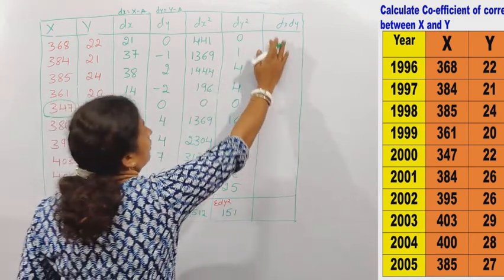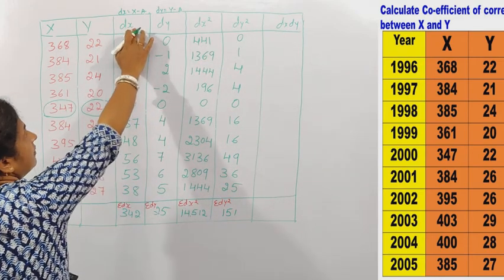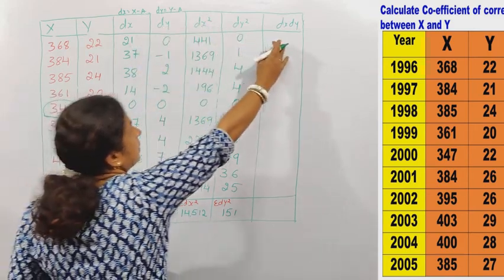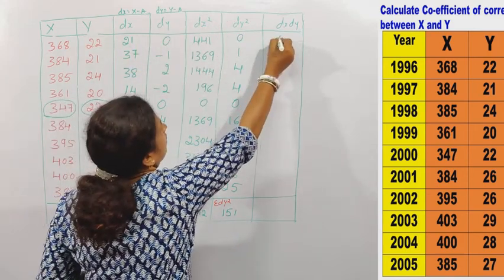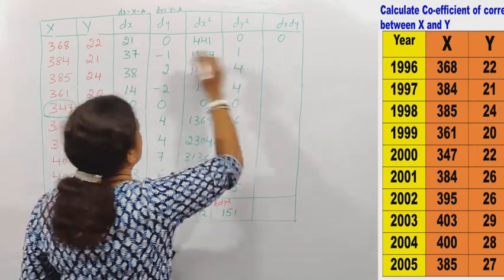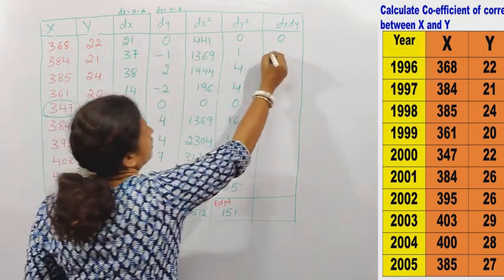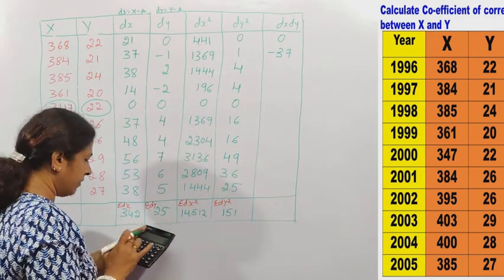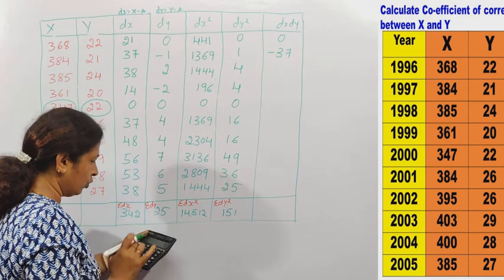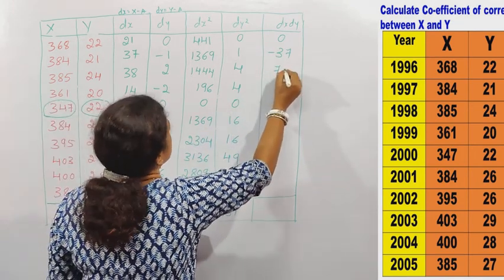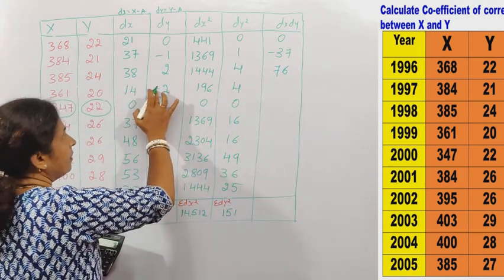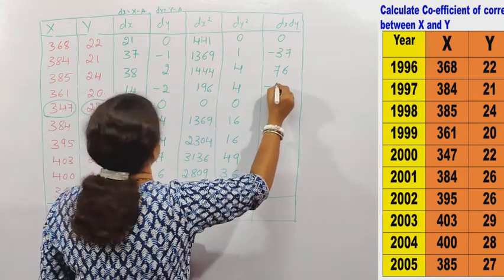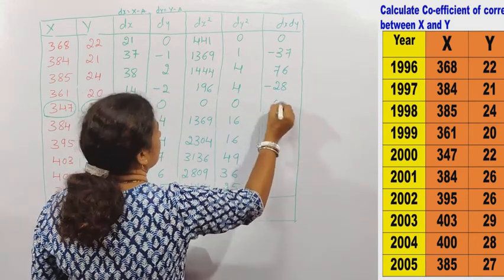Last column, product of dx dy. So here we have the dx column, and we have the dy column also. So you have to multiply these two columns to get dx dy. 21 into 0, 0. 37 into minus 1, minus 37. 38 into 2, 76. Next 14 into minus 2, so plus times minus is minus, 14 twos are 28. Next one is 0.